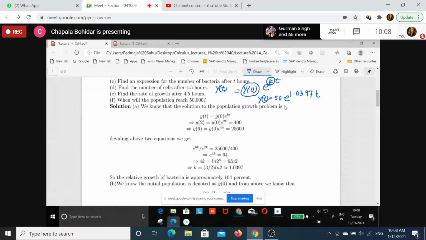Part D. Find the number of cells after 4.5 hours. When t is equal to 4.5, what is the value of y(t)? We have to find out. So do it. y(4.5) is equal to 50 e to the power 1.0397, where the value of t is 4.5. So what is the value? Tell me. You have a calculator.